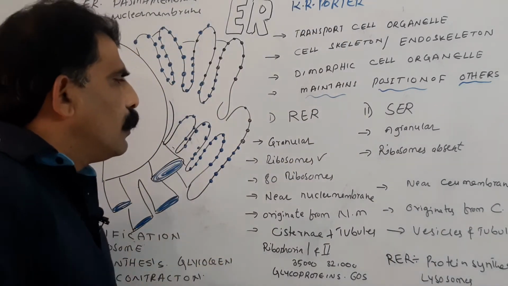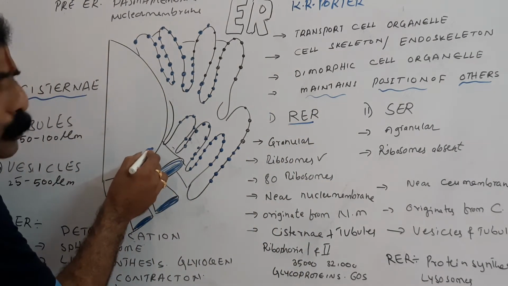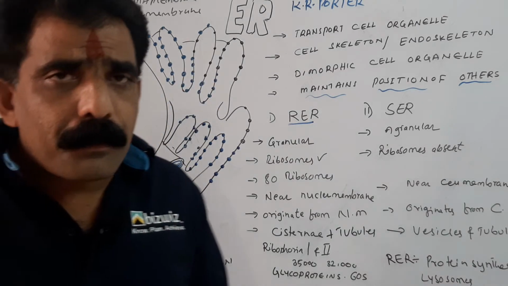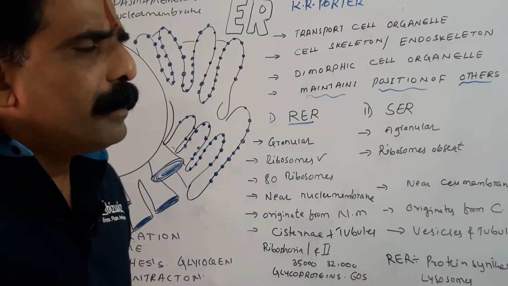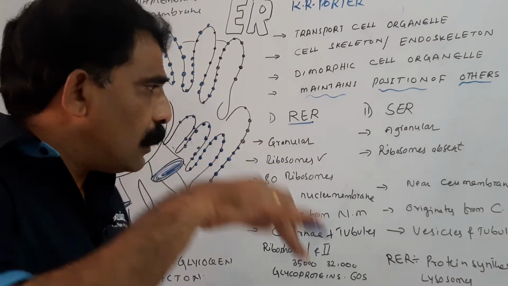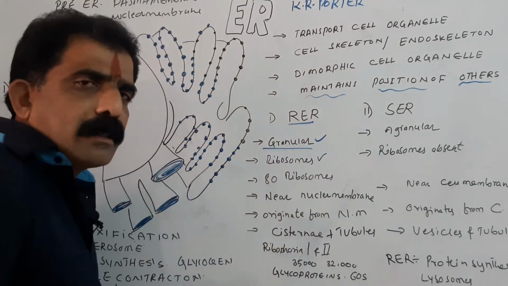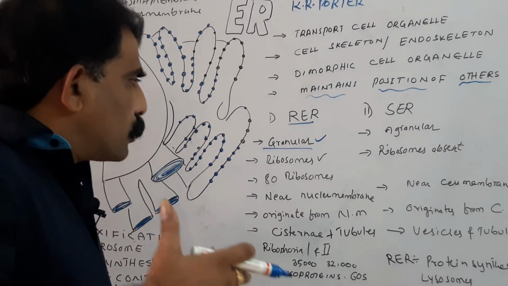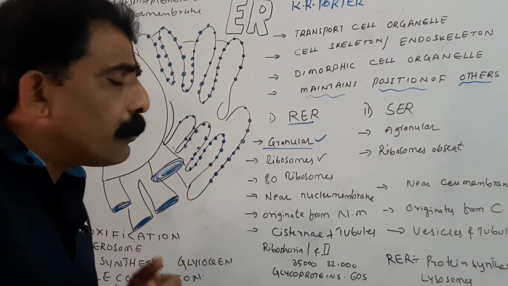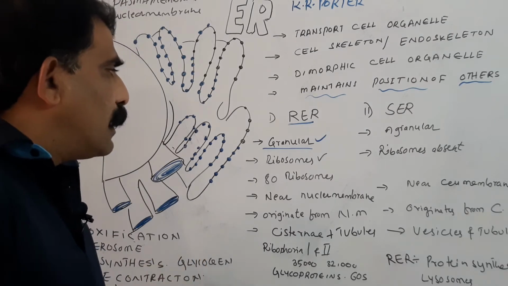Here, if you see the rough endoplasmic reticulum, it is present near the nuclear membrane. This is why rough endoplasmic reticulum looks rough, because it consists of ribosomes. As ribosomes are present on the rough endoplasmic reticulum, it is called granular. Granules are nothing but ribosomes. So, granular endoplasmic reticulum and rough endoplasmic reticulum are one and the same. As ribosomes are present, it is described as granular.